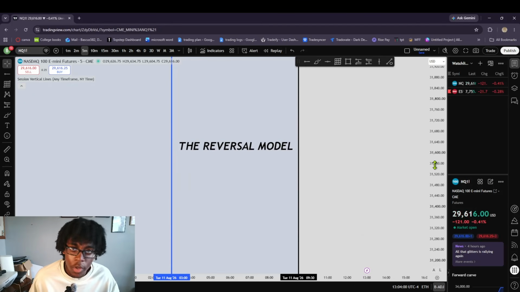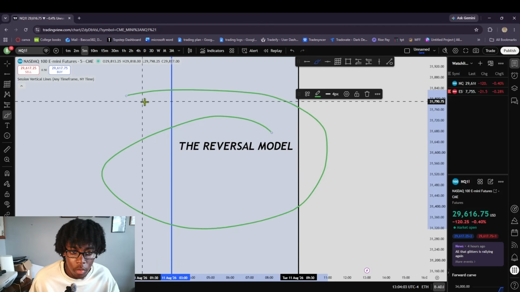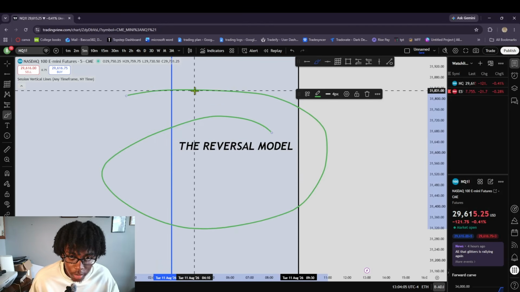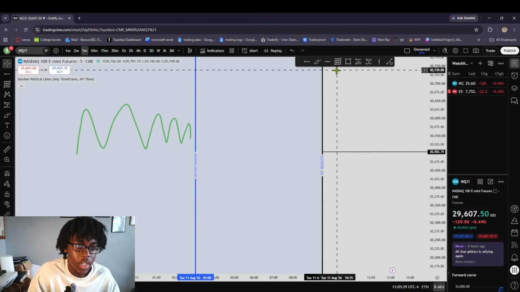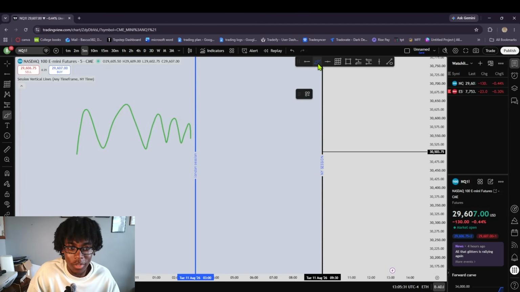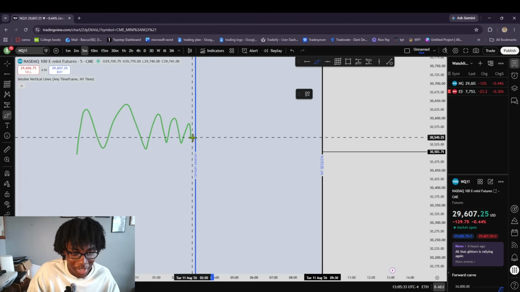The first model is going to be the reversal model. Let's get straight into it. The first model is called the reversal model because we have a reversal. Duh. But let me show you exactly what it is.